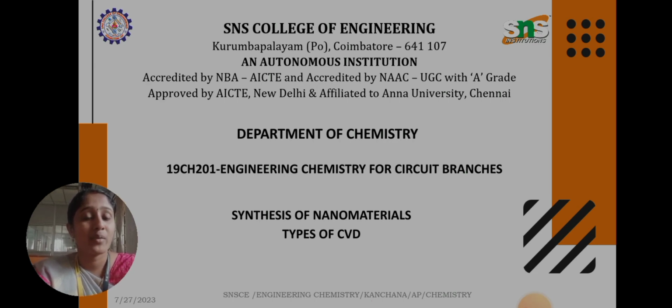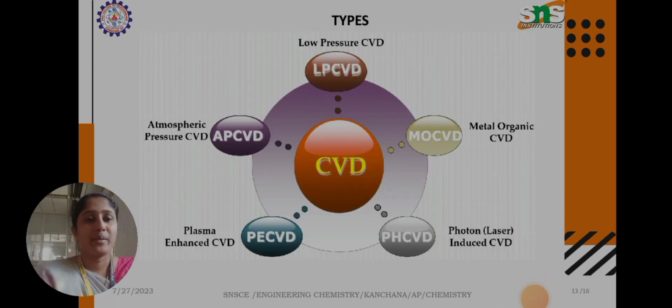In this video now I'm going to say about types of chemical vapor deposition. Types of chemical vapor deposition: low pressure chemical vapor deposition, metal organic chemical vapor deposition, photon induced chemical vapor deposition, plasma enhanced chemical vapor deposition, atmospheric pressure chemical vapor deposition.